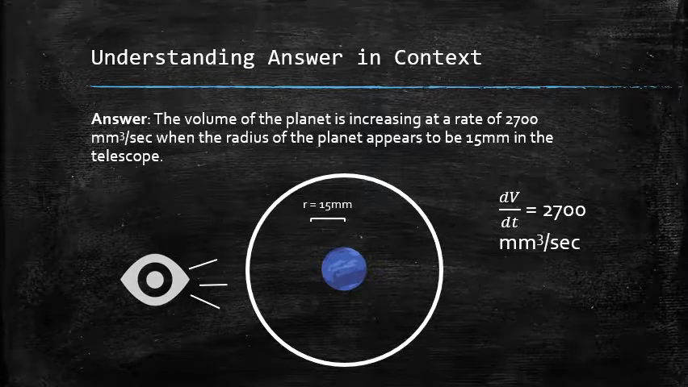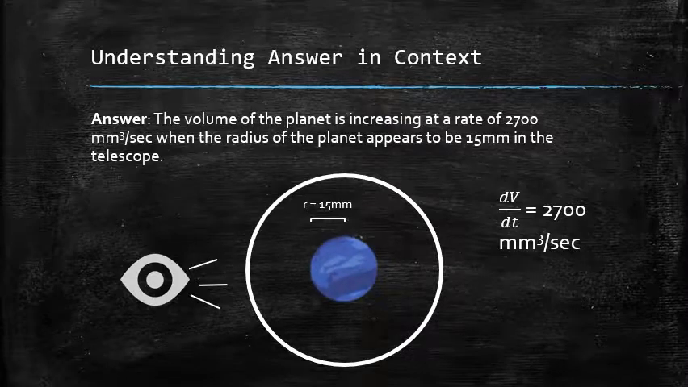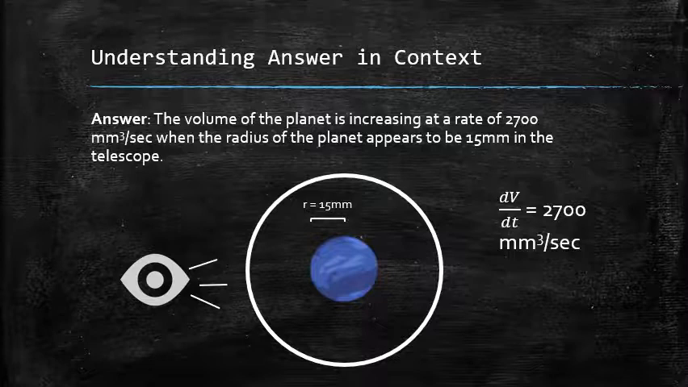Okay, so finally, we need to understand the answer in the context of our problem. So using our value of 2700, we can state that the volume of the planet is increasing at a rate of 2700 millimeters cubed per second when the radius of the planet appears to be 15 millimeters in the telescope. So here we can kind of use the picture. The big round oval in white, it represents what Lance sees through his telescope. And through the animation you saw just now, you saw that the planet increased in size. And so when the radius is equal to 15 millimeters, using our calculations, we know that its volume is increasing at a rate of 2700 millimeters cubed per second.